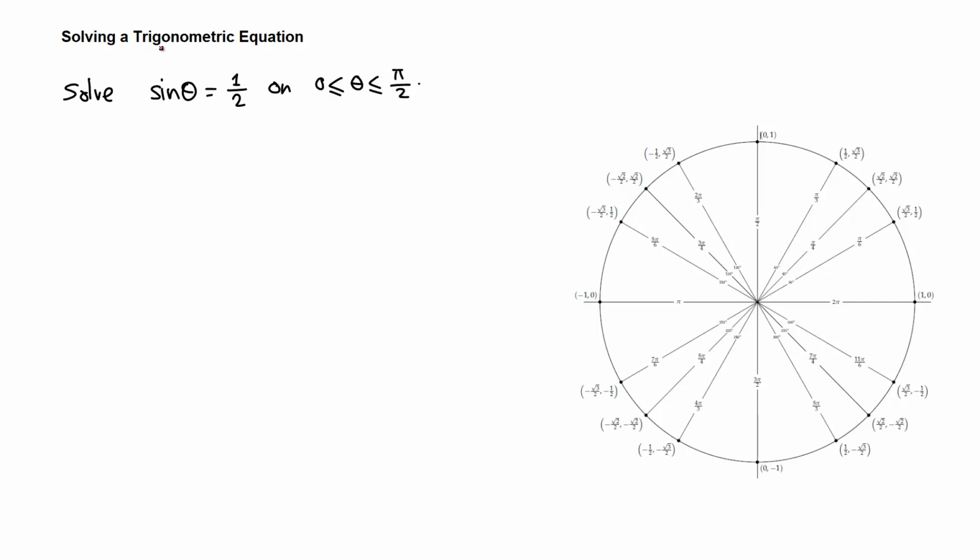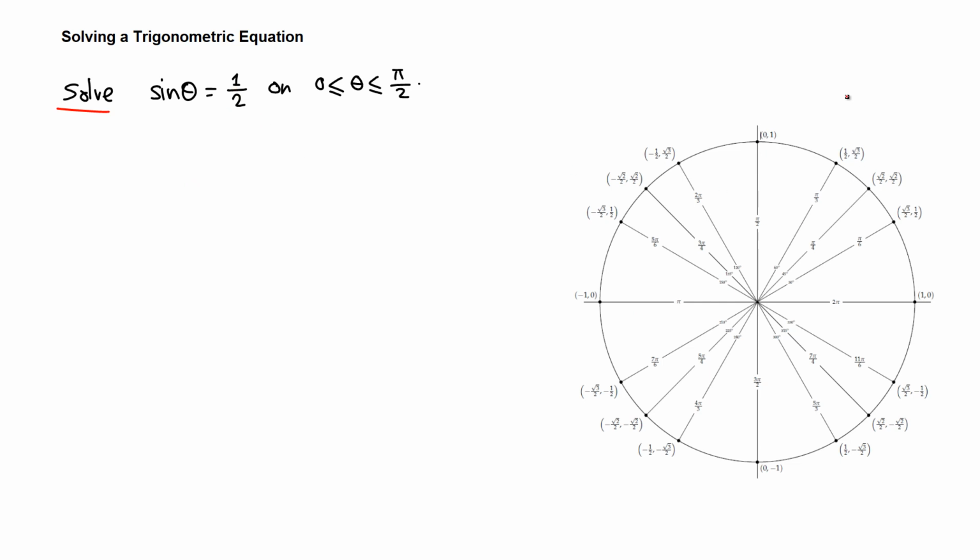Solving a trigonometric equation. Solve sine theta equals 1/2 on this interval, where theta is in between 0 and pi over 2. Solving means we want to find the value of this angle theta so that sine of that angle is equal to 1/2. For this, we refer back to the unit circle.